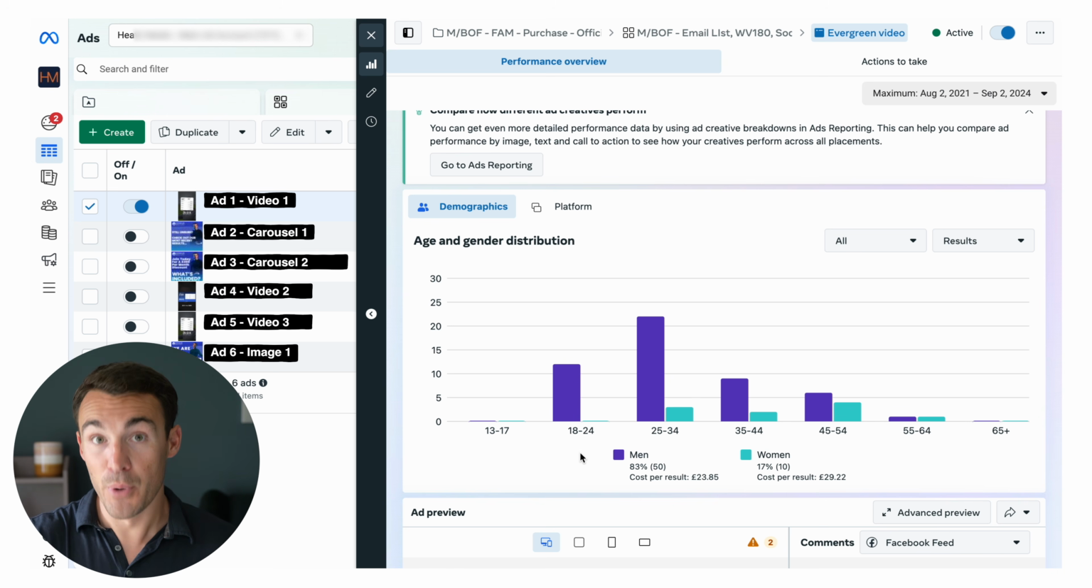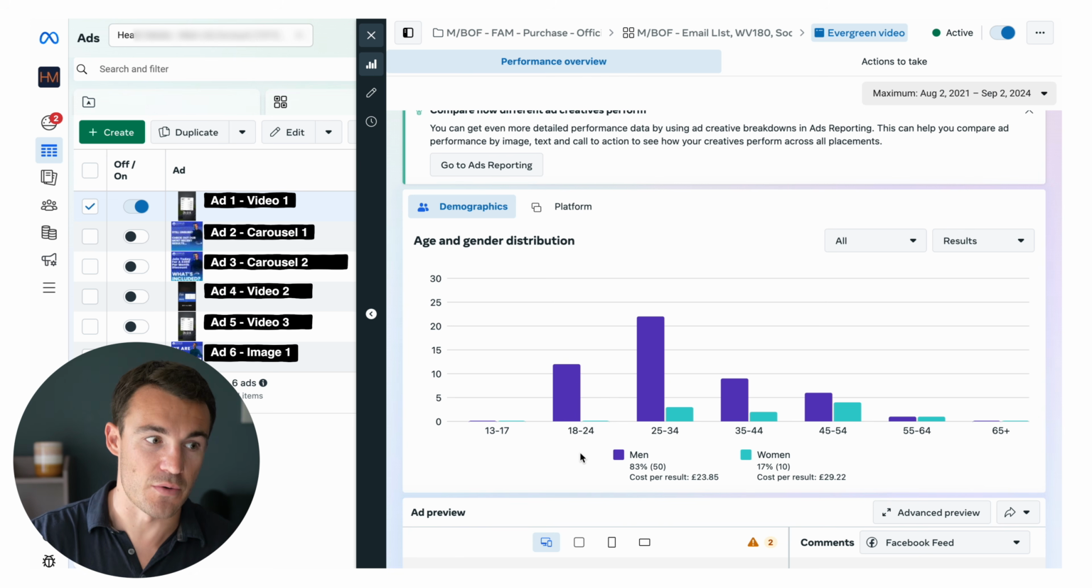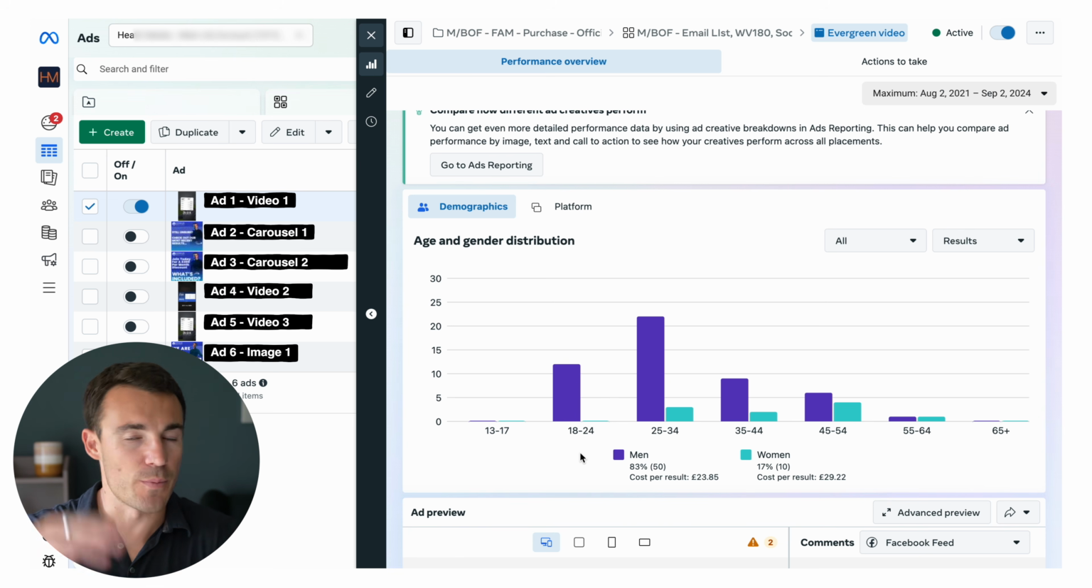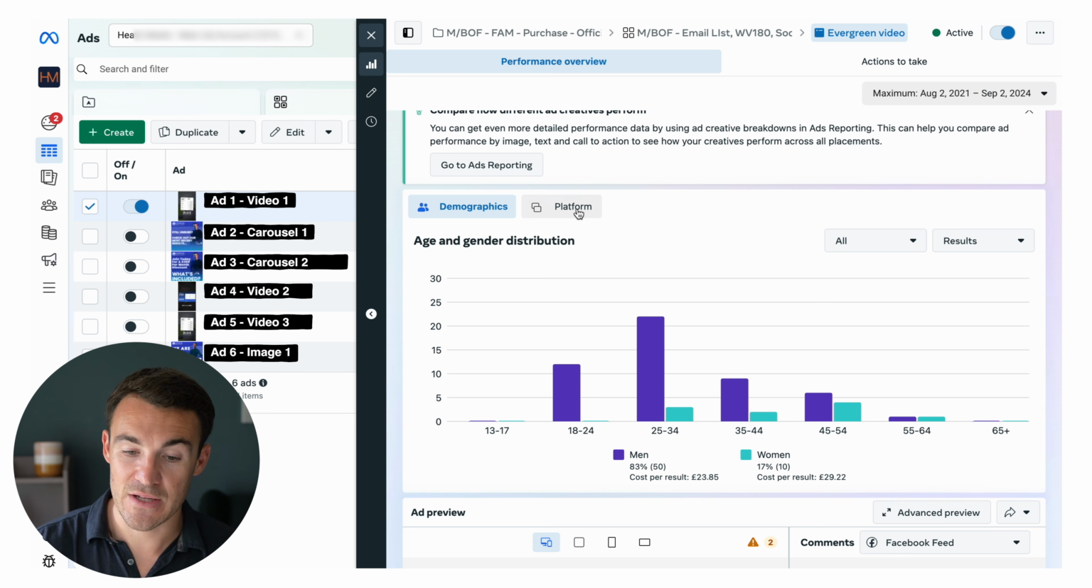Yes, it will put off a different subsection of people, but if we're already getting the vast majority of results from one subsection, this could be gender, it could be age, it could be all sorts of things, right? Then you might want to go ahead and make that change.